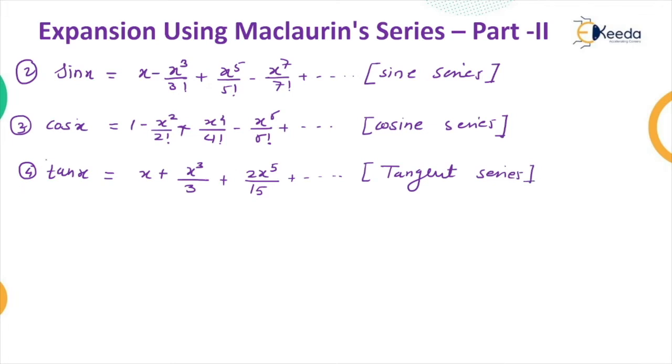In part 1 we found how we get all these series by using the Maclaurin series. Now in this session we discuss expansions using this sine series, cos series and tan series. Now I am going to discuss the next point, the expansion of cos hyperbolic x, sine hyperbolic x and tan hyperbolic x. So we have to find the expansion of sine hyperbolic x. Number 5, expansion of sine hyperbolic x.